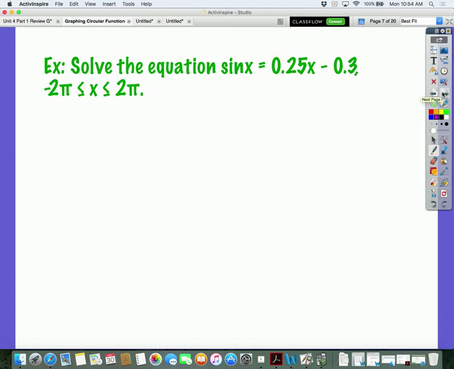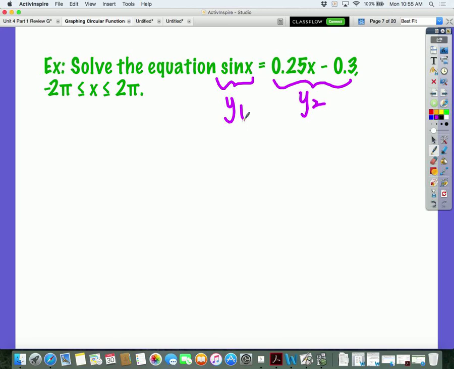You guys go ahead and do this one. Well, actually, we're actually gonna do this one as well together. So to go about figuring this out, this one's a little different. This right here is a linear function. So it's not going to be a horizontal line that's going to go in for y2. It's going to be one that's slanted. So I'm going to plug sine x into y1, and then 0.25x minus 0.3 into y2.